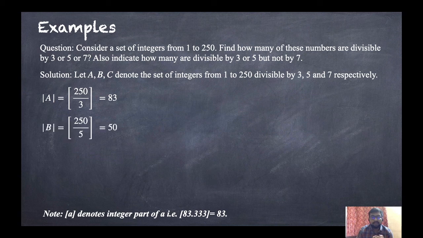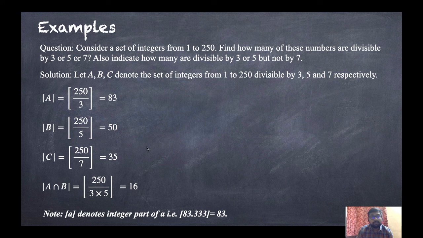In the same manner, what will be the cardinality of B? That is 250, and B stands for divisible by 5. So divide by 5 and that is 50. So out of 250, 50 numbers will be divisible by 5. And in the same way, the cardinality of C is the integer part of 250 by 7, and that is 35.